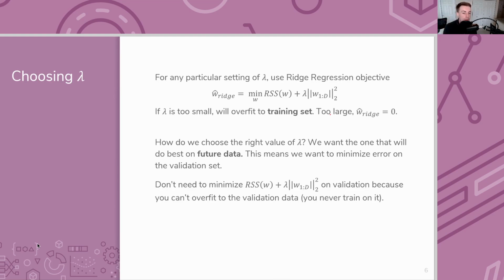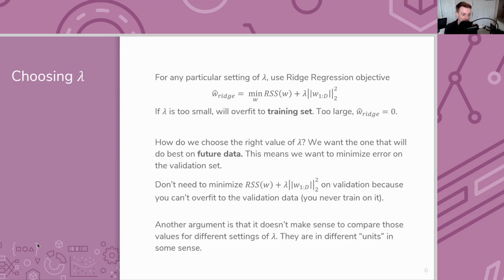Now, we don't need to minimize the validation error plus the sum of coefficients because you can't overfit to the validation data. You never actually trained on it. So you're not worried about penalizing coefficients. You're not training on validation data. Remember, the change in the quality metric was to change training. So we don't include this because it's not relevant.